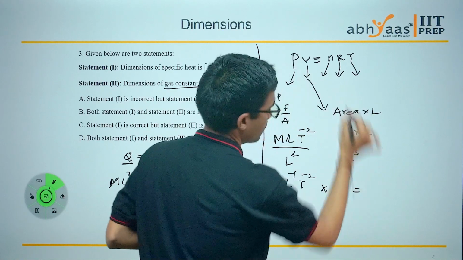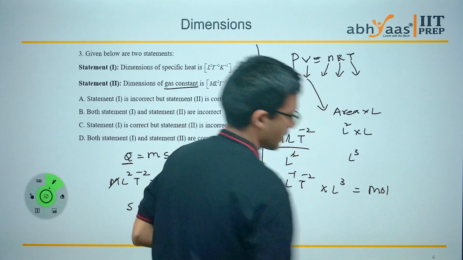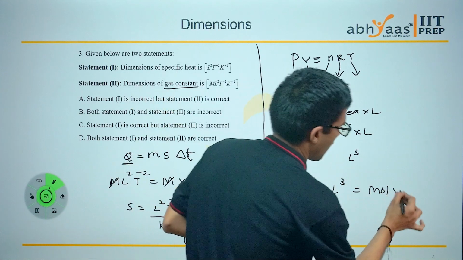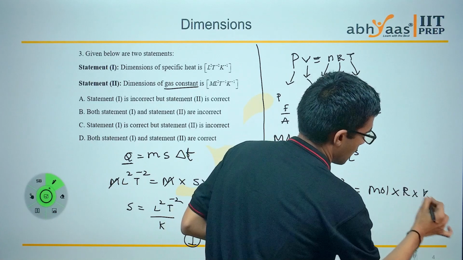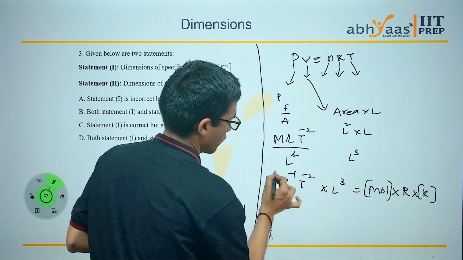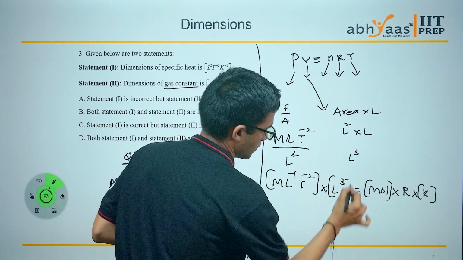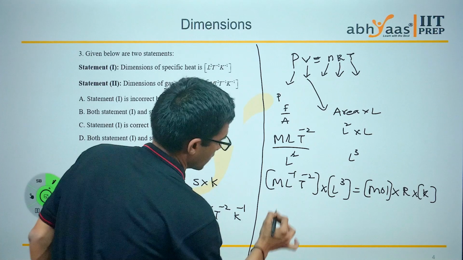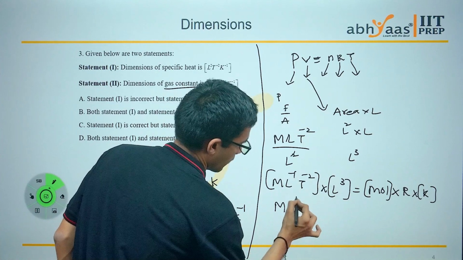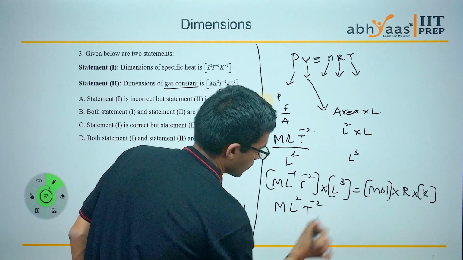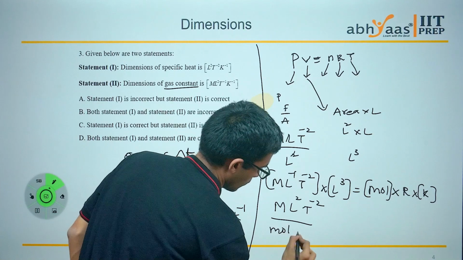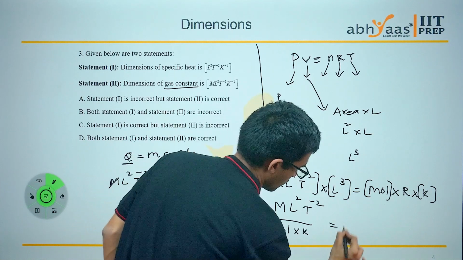Is equal to number of moles. What is that? Mol, first letter. Number of moles, amount of substance. How will you write it? Mole, into R, into temperature, which is Kelvin, K. Okay, you can write like this. If you multiply, you will get M L power minus 1 into L cube. M is the same only. L power 2, L square. T power minus 2, divided by mole into Kelvin. So that is equal to R.